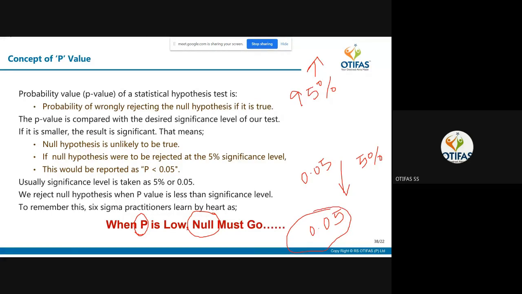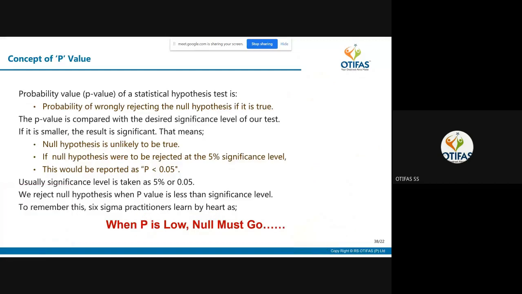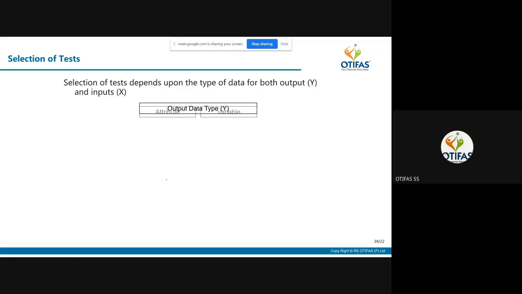Okay. So just remember this: when P is low, null must go. It will help you later when you do a PhD and all. Then you need to learn more statistics. It will be really useful for you. When P is low, null must go, which means when P is less than 0.05, null must be rejected.